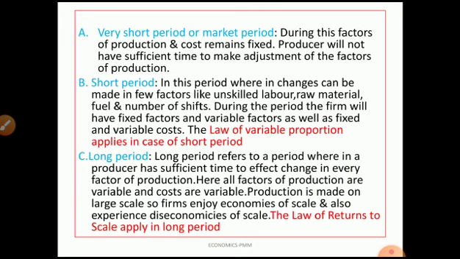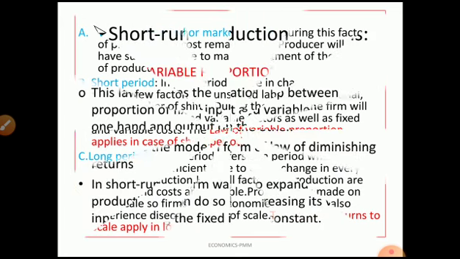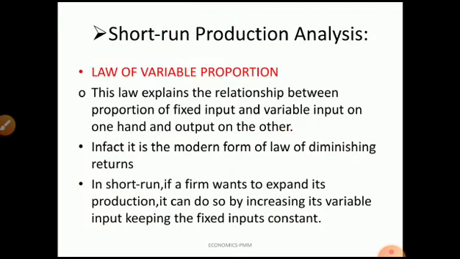So we are going to study these two laws: the law of variable proportion, which applies in the short run, and the law of returns to scale in the long run. Now let's move on to the first and most important law, the law of variable proportion or LVP. This law explains the relationship between the proportion of fixed input and variable input on one hand and output on the other. In fact, it is the modern form of the law of diminishing returns.